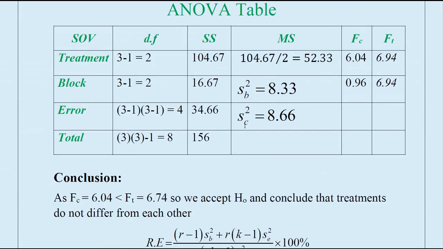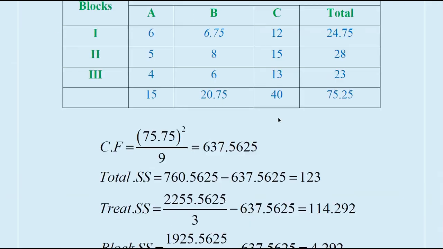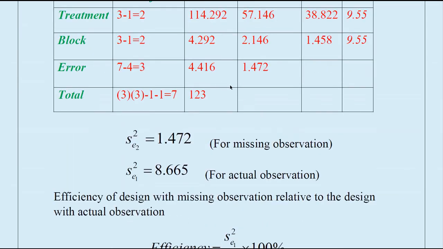Here is the sum of square for error 8.66 with complete observations. And we calculate for missing observations. Sum of square for error, it is represented by E2, sum of square for error 2, 1.47. This error is with missing observations and this is without missing observations.